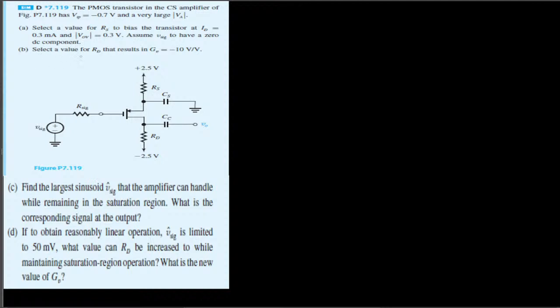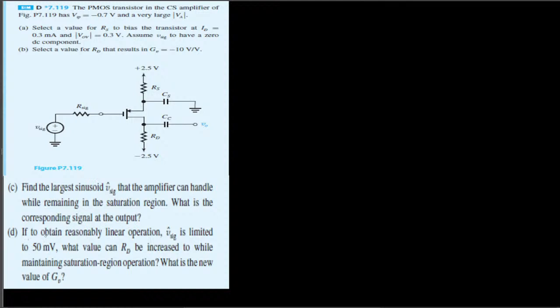And part B is asking to select a value for RD that results in a gain of minus 10 volt per volt. Here we have the diagram provided, and part C is asking to find the largest vsig that the amplifier can handle while remaining in the saturation region. What is the corresponding signal at the output?